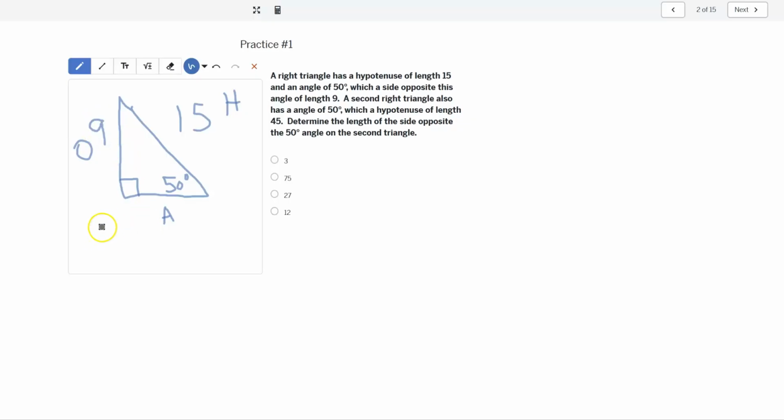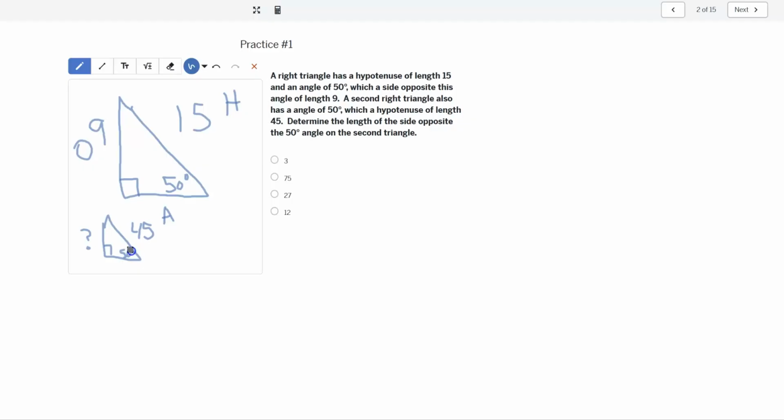And there's a second right triangle. So we're basically going to have two similar triangles, right? Has a hypotenuse length of 45. And what would be this opposite side. So all we're doing here, we actually probably didn't need to draw this out like I did, but it's helpful, is we're going to look at the ratios, right? These are going to be similar triangles since they both have 50-degree angles.